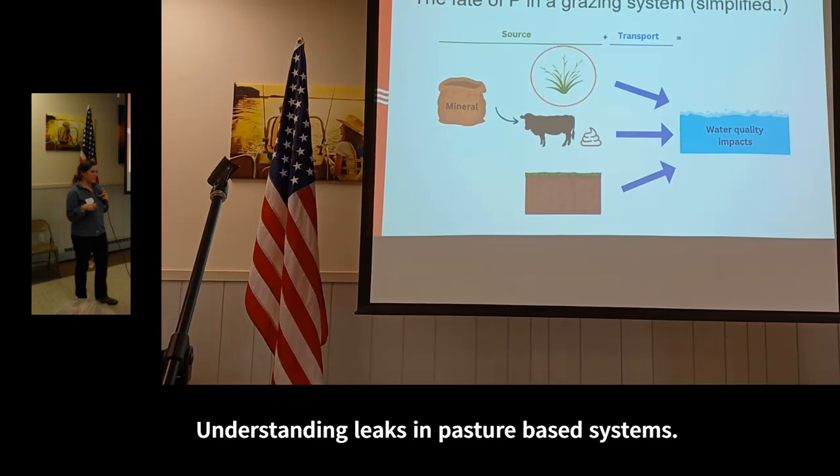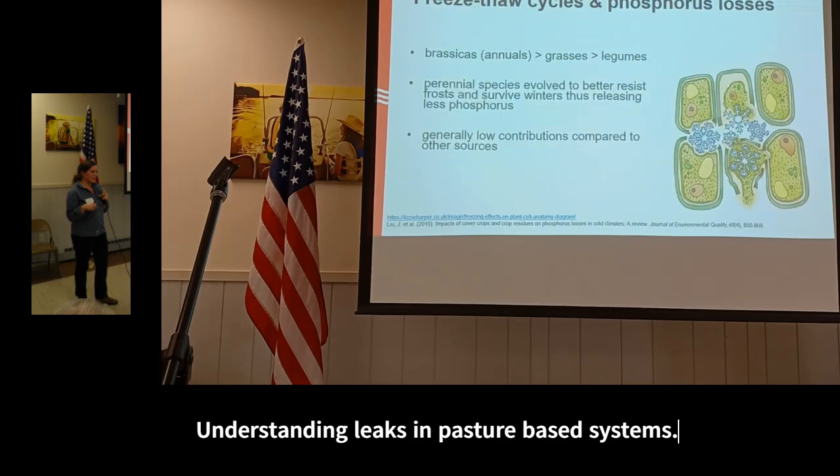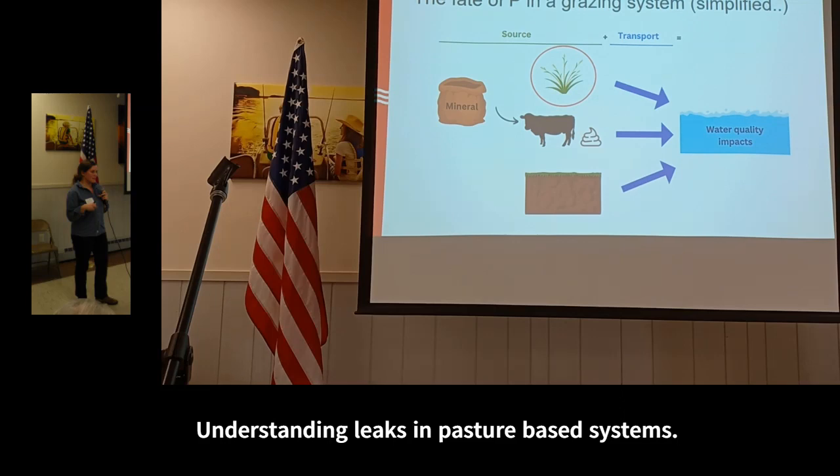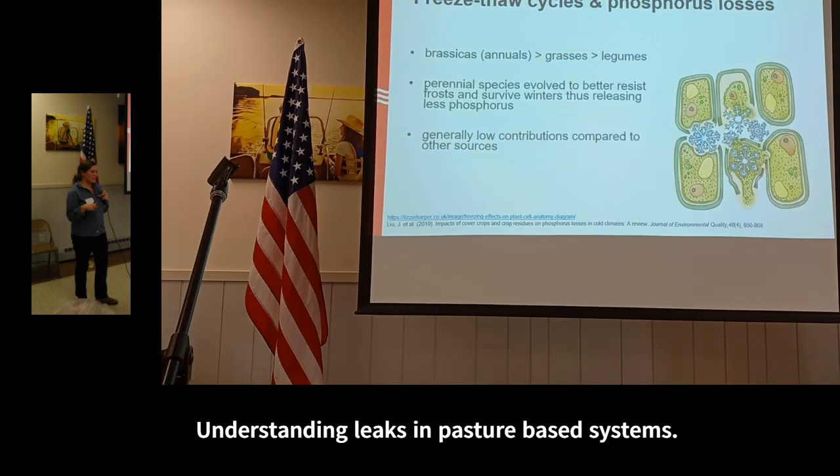So the first piece we'll talk about is the pasture plants themselves. When pasture plants die and decompose, they can release a little bit of phosphorus into the system. They can also release phosphorus through freeze and thaw cycles. Especially here in Wisconsin, ice crystals can form, and this can cause cells to burst or lyse and release some of their innards, which has phosphorus in it. And this is dependent on the species. Brassicas, like turnips and radishes, tend to release a little bit more than grasses and legumes.